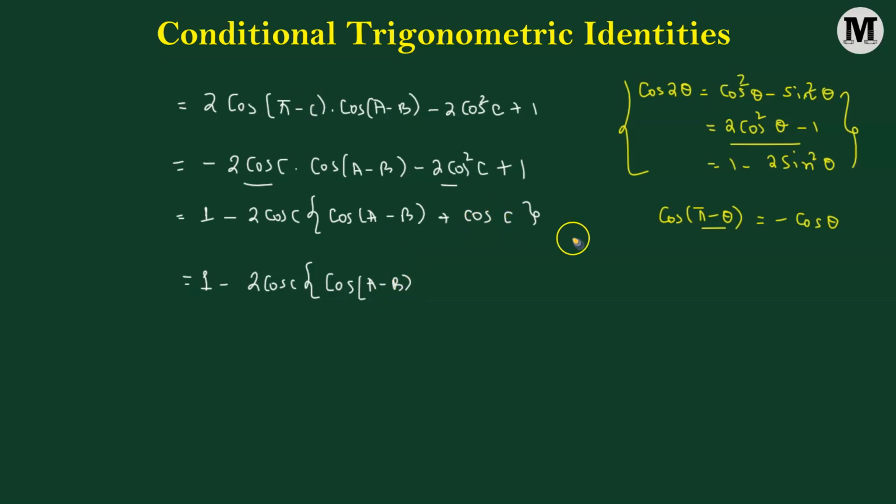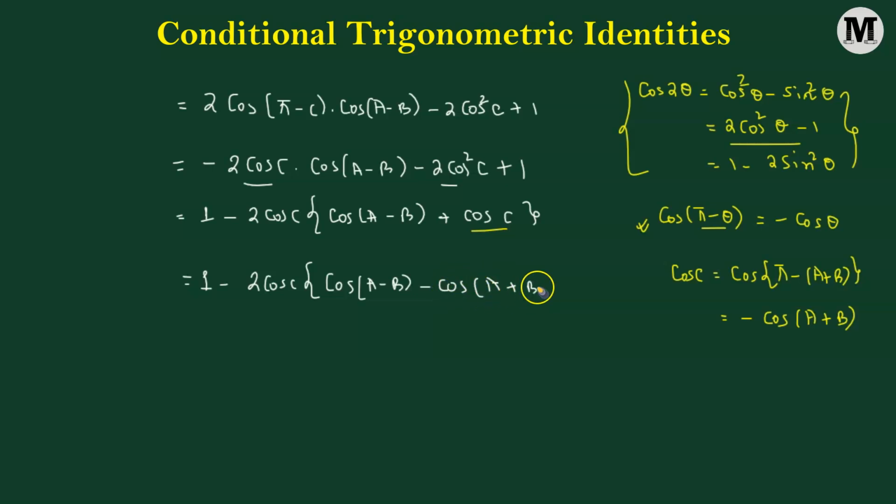Now let's understand cosine of C. Cosine of the angle C can also be expressed as cosine of pi minus (A plus B). Using the formula that cosine of pi minus theta is negative cosine of theta, we have negative cosine of A plus B. In other words, we can replace this cosine C with negative cosine of the angle A plus B. The reason why we made this transformation is that now we have a difference of two cosine functions. There's a standard formula for this.